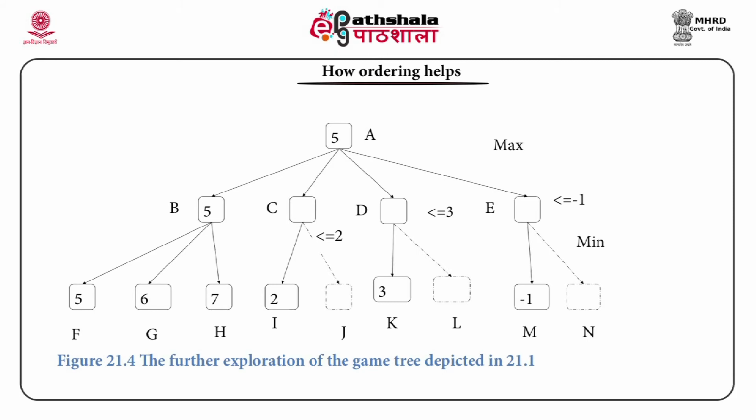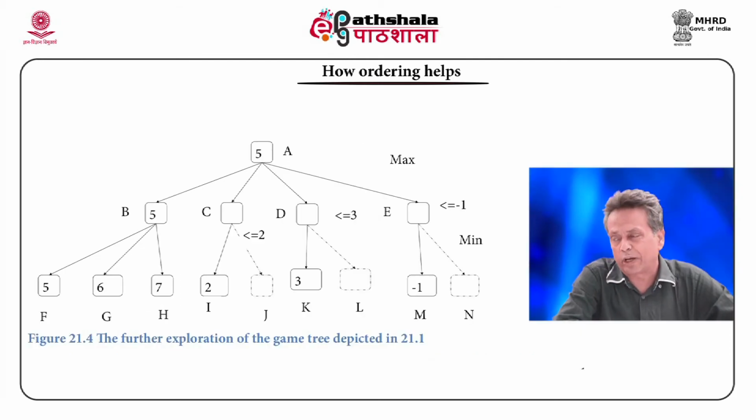Now look at that. I have explored B before the others. When I explored B before the others, I get 5, 6 and 7. So that's a minimizing ply, so I get minimum 5. What's the beauty? The beauty is that when I explore C, the first child is 2, which is less than 5. What will I do? I won't use that. Why? Because C guarantees me only 2 or less, because it's the opponent's play.